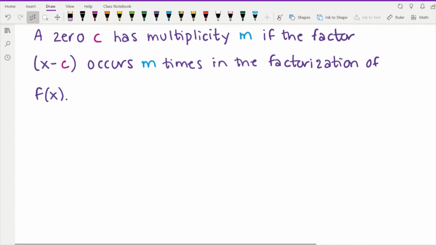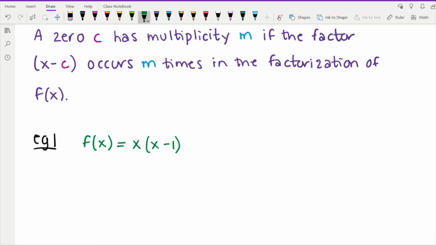So an example of this, and we'll go back and talk about multiplicity in the examples that we already did, but I want to give a quick example that can illustrate more easily what multiplicity looks like. Let's say you have the function f of x is equal to, and I'm just going to write it down as though it's already been factored, x times x minus 1 times x minus 1. I just want to point out that you could also write it as x times x minus 1 squared. Either of those is an okay way of writing down this factorization.